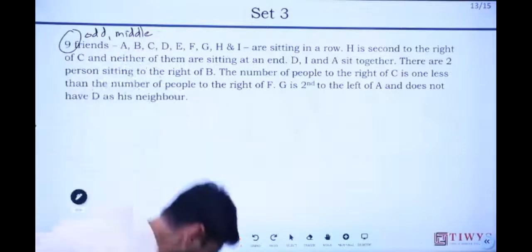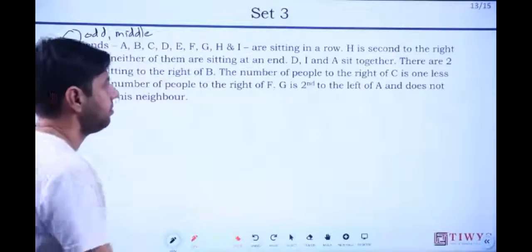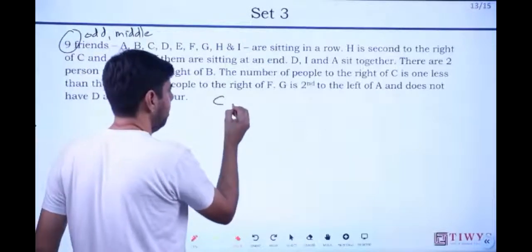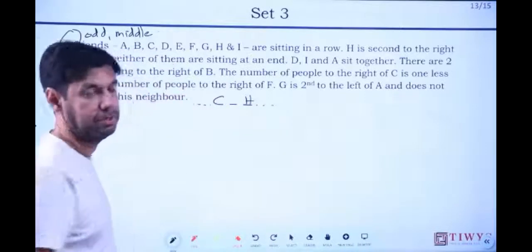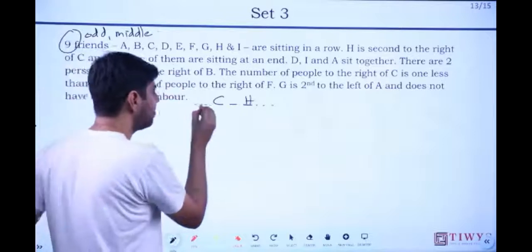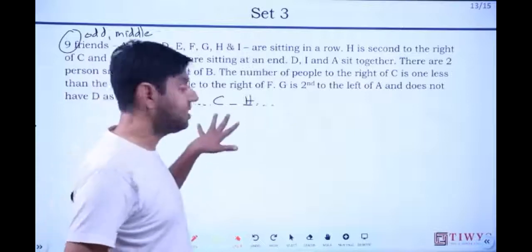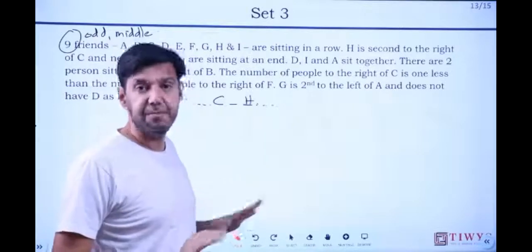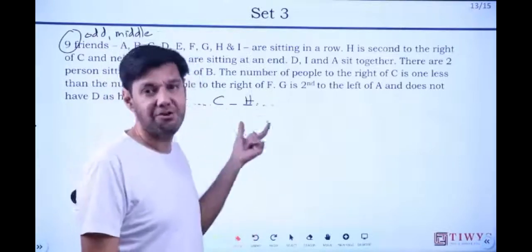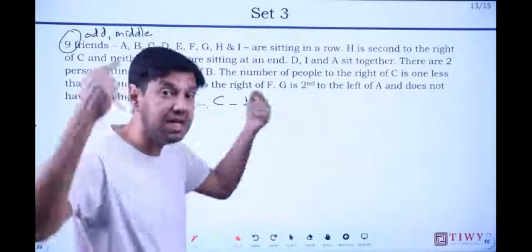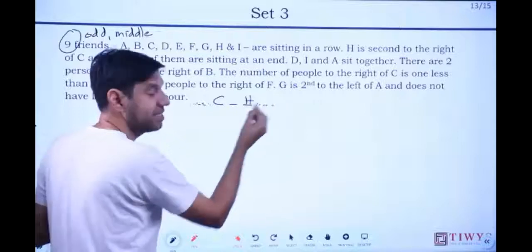A, B, C, D are sitting in a row. H is second to the right of C. C, 1, 2, second, neither is at an end. Neither means both should. Okay, so look how I quickly mark something so that I don't have to go back to C. Now, this might not be needed in an easy set, but in a tough set, because things are going to get tougher, I've formed a habit of it.